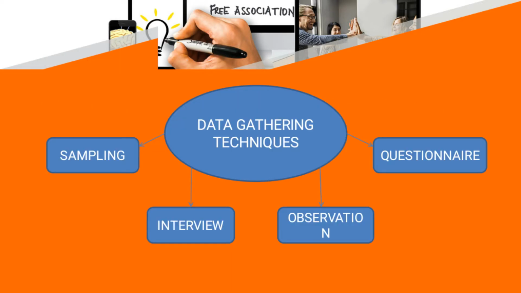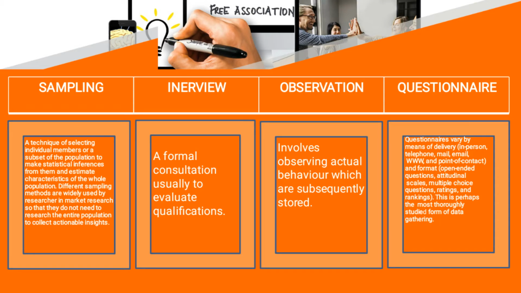Data gathering techniques include sampling, interview, observation, and questionnaire. Sampling. A technique of selecting individual members or a subset of the population to make statistical inferences from them and estimate characteristics of the whole population. Different sampling methods are widely used by researchers in market research so that they do not need to research the entire population to collect actionable insights.